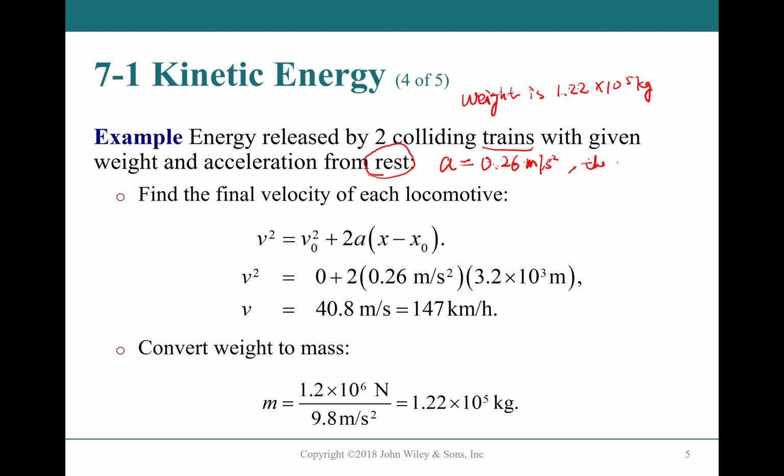And the train brought to stop in 3.2 times 10 to the power of 3 meters. So with the given acceleration of the train of 0.26 and the train brought to a stop in this distance, you are going to calculate the energy released.